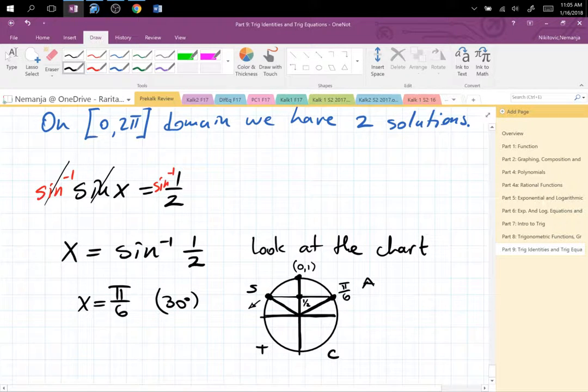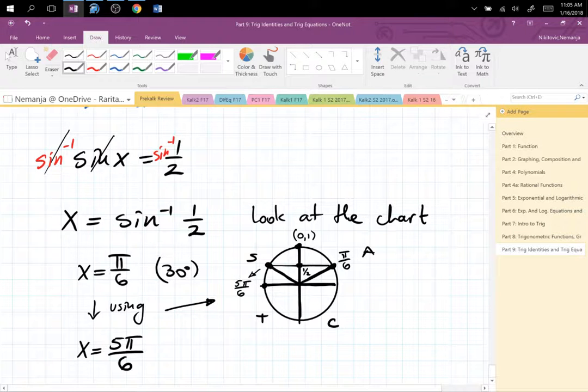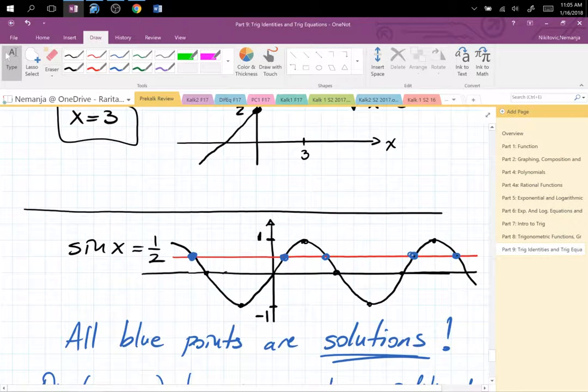So that one is 5 pi over 6 because the next stop is pi, which is 6 pi over 6. So, using the unit circle, we get that the second solution is 5 pi over 6. Great. Now, does that make sense on our graph up there? Yes. Here's your 5 pi over 6. Then here is pi, and pi is 6 pi over 6.